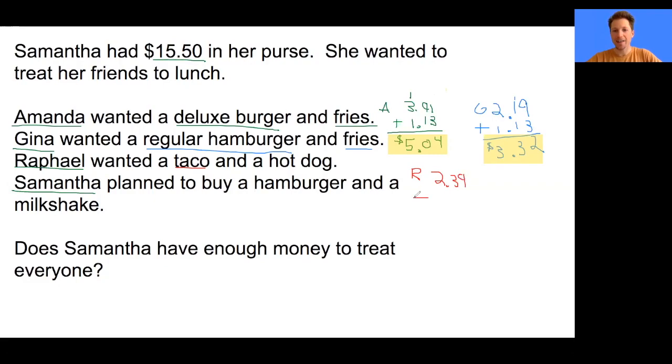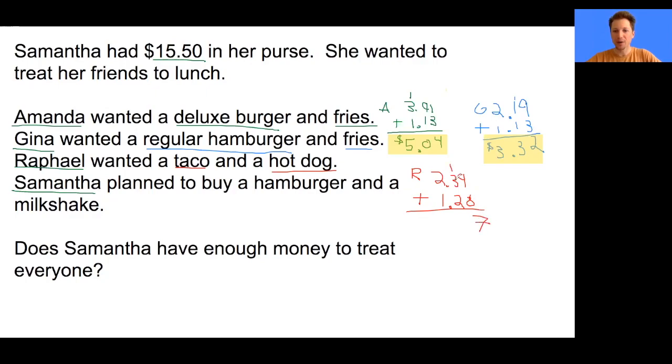And I'm gonna add that to the hot dog that Raphael also wishes to have, which is $1.25. 28 cents. Remember, I'm getting all this information from the table a couple pages back. 9 plus 8, that's 17. I put the 1 up top. I put the 7 down below.